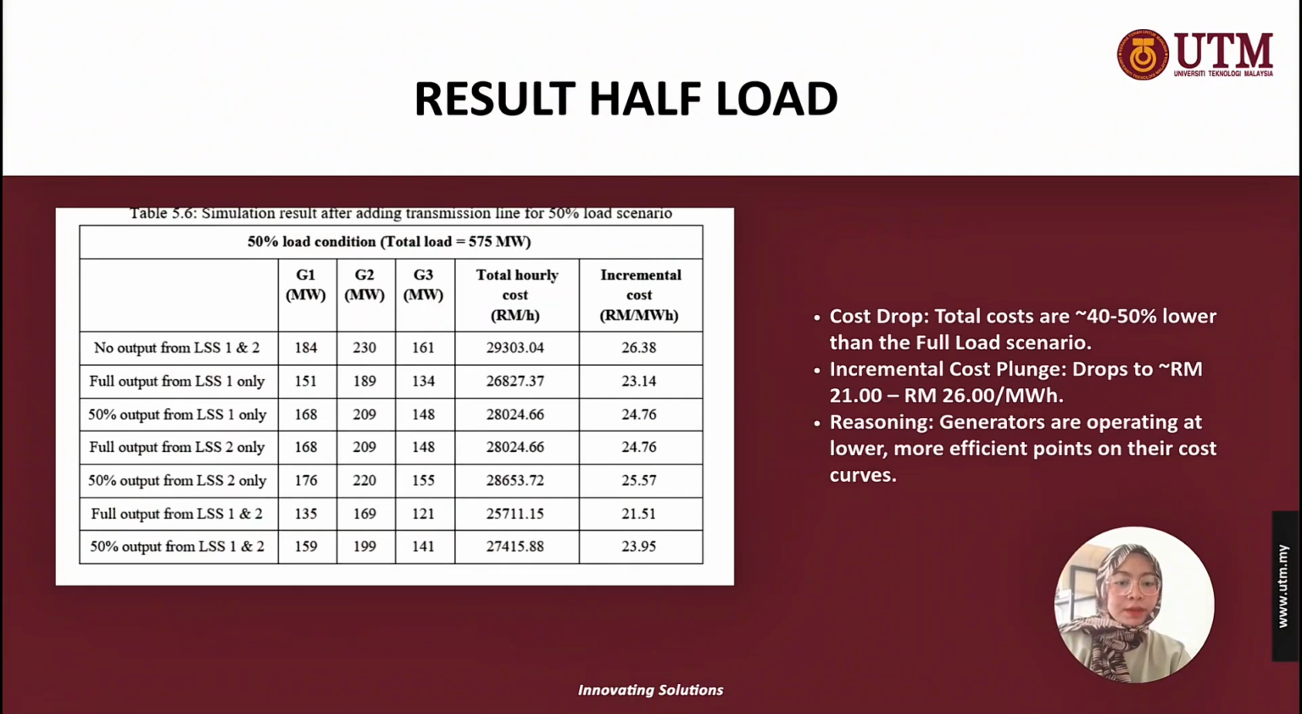Next, we look at the 50% load condition in table 5.6. The contrast here is very striking because the demand is half, at 575 megawatts. The total hourly cost drops to the 25,000 to 29,000 range. But the most important number here is the incremental cost, which hovers around 23 to 26 ringgit. So this demonstrates a fundamental power system concept. When load is low, we only need to pay for the cheapest megawatt. Unlike the full load scenario, where we are pushing generators to their expensive limits, here the system is running comfortably and efficiently.